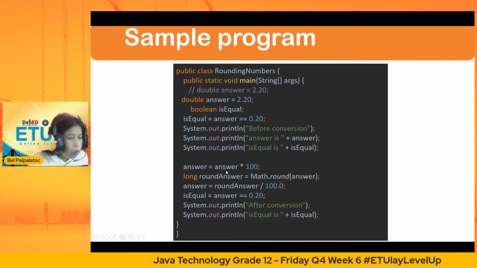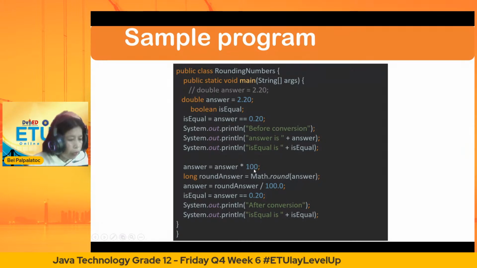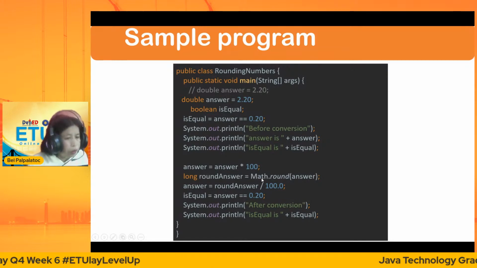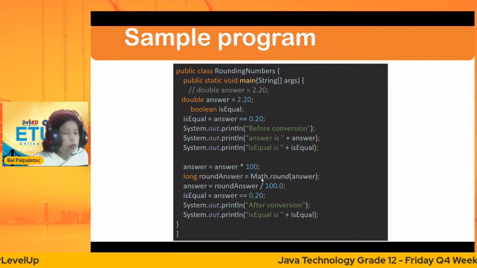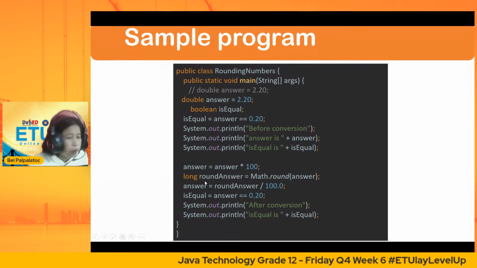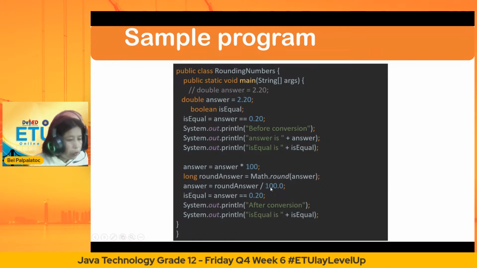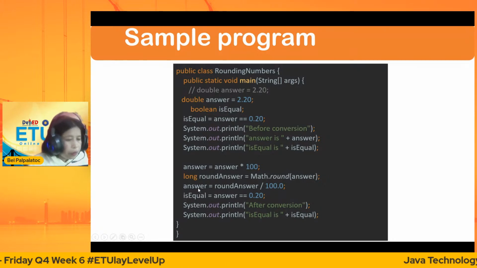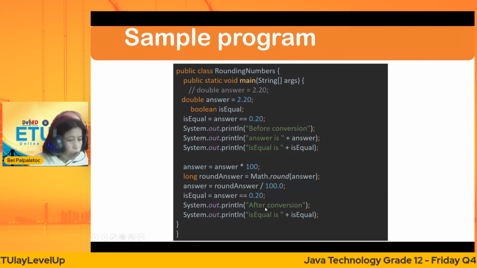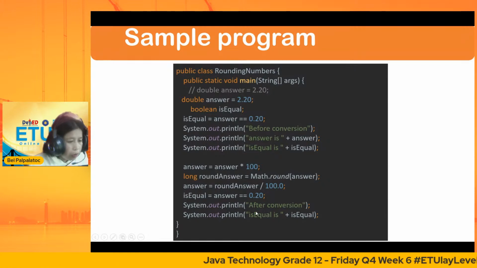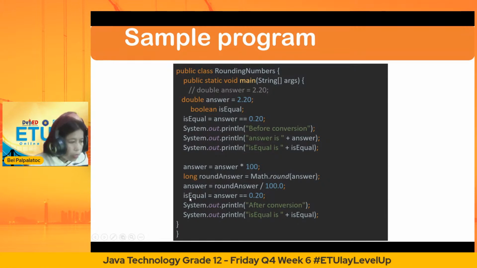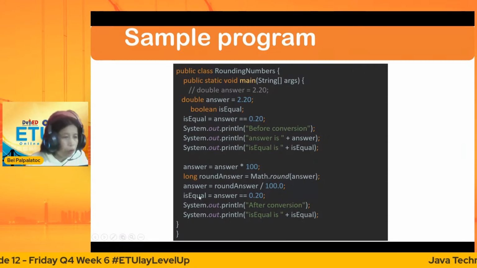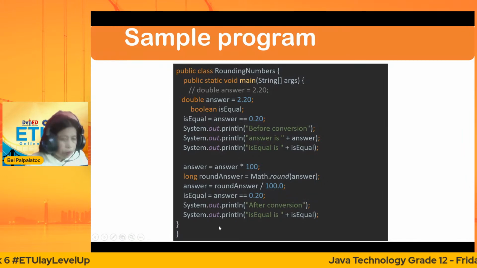So in this case, we will multiply the variable to 100. And then we will round the answer. We will round off natin to the nearest long. Kaya long po yung nandito. No? So, i-divide muna po natin siya sa 100. Ilalagay natin sa variable na answer. So, after conversion, ang magiging laman na ng ating variable is yung nandito na sa ating is equal na variable. Okay, so we will round off the numbers.